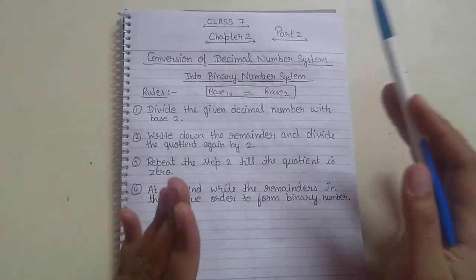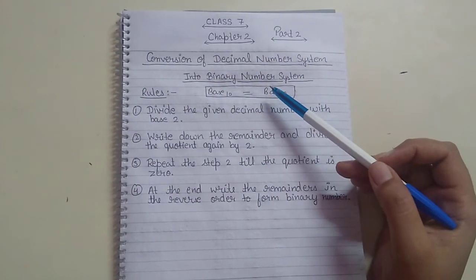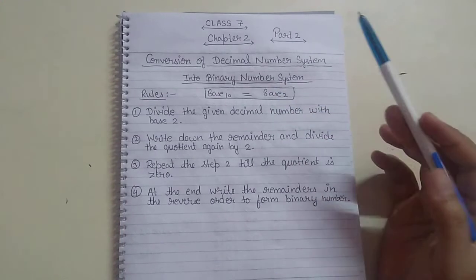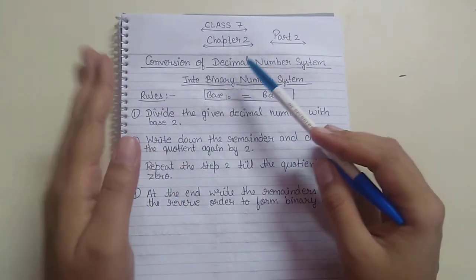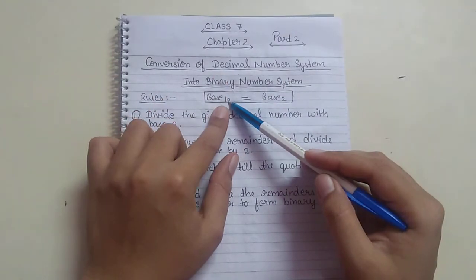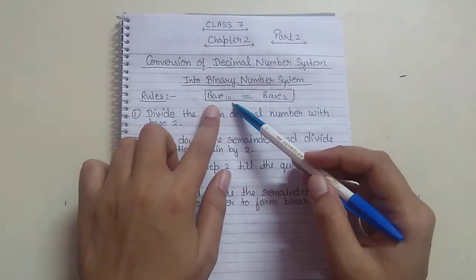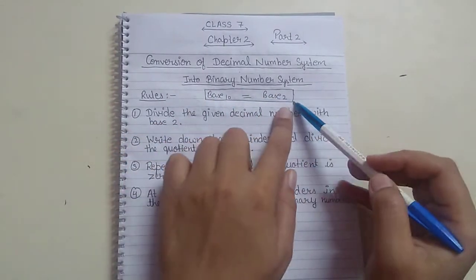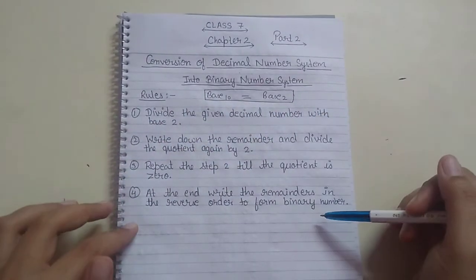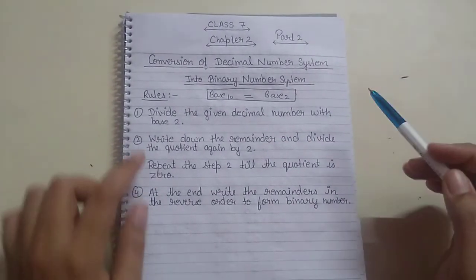So today firstly we will study the conversion of decimal number system into binary number system. Fine. Some rules. What is conversion of decimal number system? Decimal number system is having the base of 10 and binary number system is having the base of 2. So we have to convert base 10 into base 2. Some rules I have written here. Firstly, once we will read the rules, then by example I will explain you.